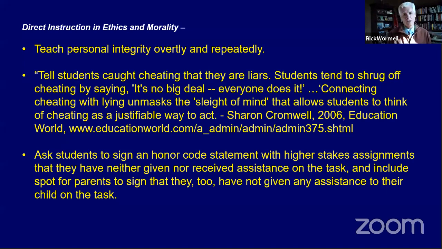This comes from a college professor. You see the quote there. A lot of kids think everybody cheats, it's okay. But if you say cheating is a form of lying, they get more concerned about it. And of course, on the most important assessments, they have to sign an honor code, design what that is. I've not given nor received assistance on this particular thing with everything. And mom and dad sign it as well.